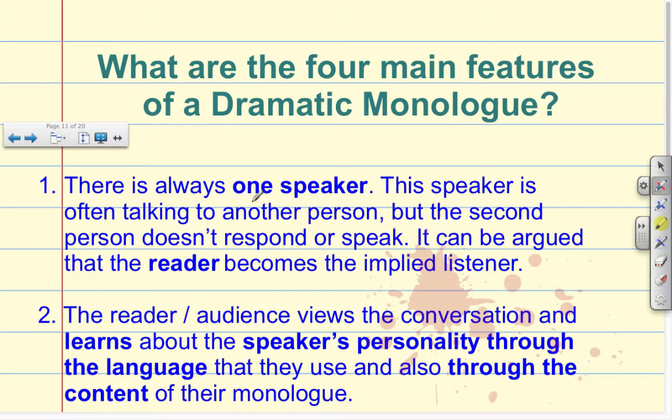And this is why I've emboldened these two words. This speaker is often talking to another person, but the second person doesn't respond or speak. So you have this implied listener, who is often the reader or us as the audience. And so it creates this dialogue, this two-way interaction. It's ironic because it's not really an interaction, but what it helps to demonstrate is the dominance of that particular speaker, because they want you to listen, they need you to listen, they want to get something off their chest. So that's one of the key features.